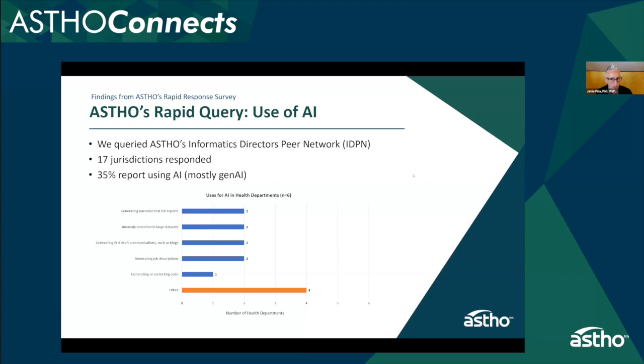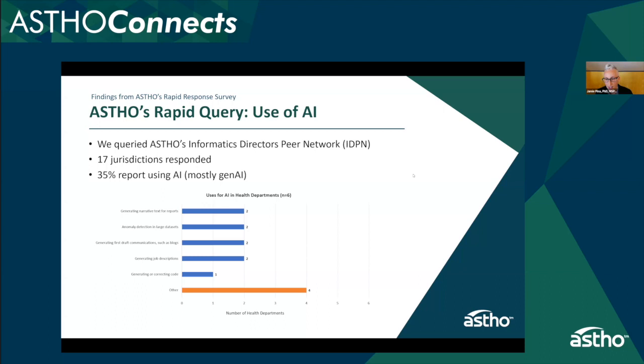And the first question we asked is, are you using artificially intelligent tools in any way in your health department? And that could mean things that are sanctioned by the health department specifically, or perhaps are you using those tools in your own individual productivity in order to accomplish tasks? And what we heard back was that 35% of those responding are using artificially intelligent tools to accomplish things in public health practice today. Most of the responses described the use of generative AI, and some of the key things that we heard that they are doing are generating narrative text for reports, identifying anomalies in data sets, generating first draft communications for things like blogs, and generating job descriptions.